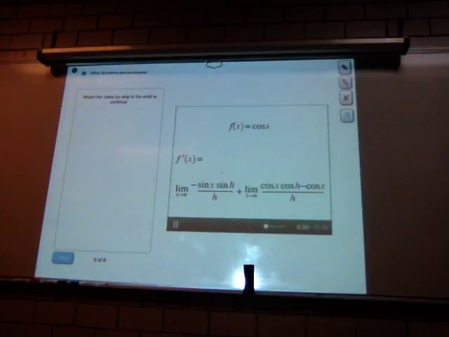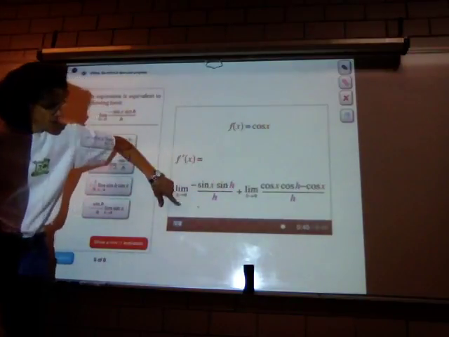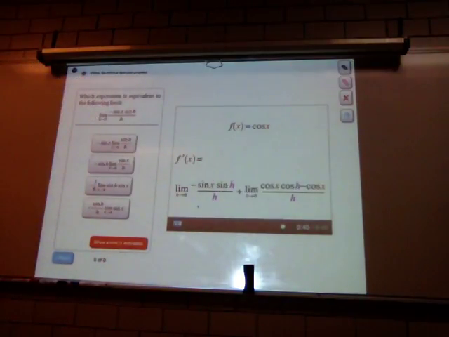Let's look at this first limit here. The limit as h goes to 0 of minus sine x sine h over h. What's an equivalent way to write this limit? De otra forma, se podría escribir el límite de este primer término. Recordemos lo que hicimos antes.